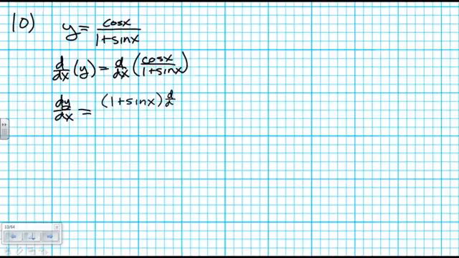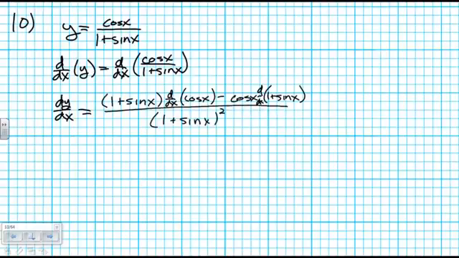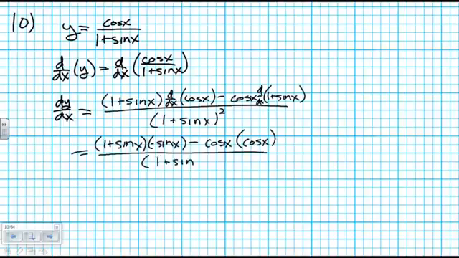Bottom times the derivative of the top, minus the top times the derivative of the bottom, all over the bottom squared. So it'll give me 1 plus sine x times the derivative of cosine, which is negative sine, minus cosine times the derivative of 1 plus sine, which is cosine. And on the bottom, I get (1 plus sine x) squared.